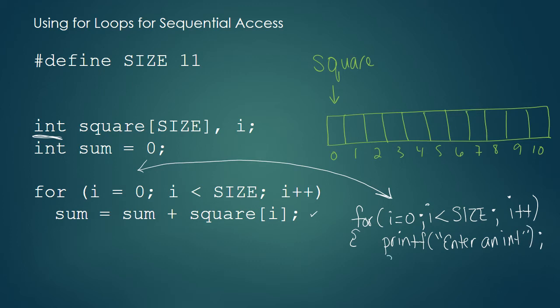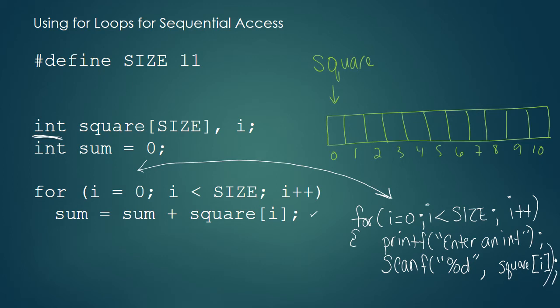And then we can scan into each element of the array with user input. Scanf %d. And because we're going to be scanning into each element, it's going to be an element in my array called square at index i.